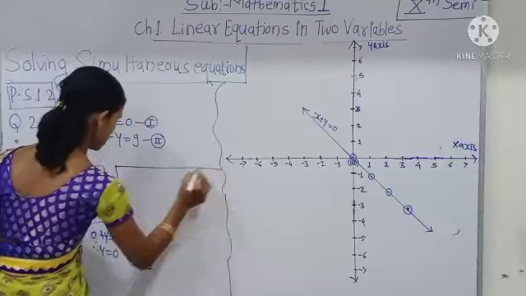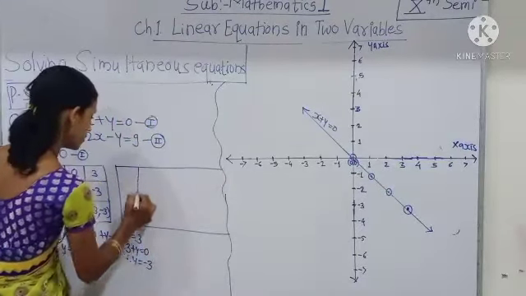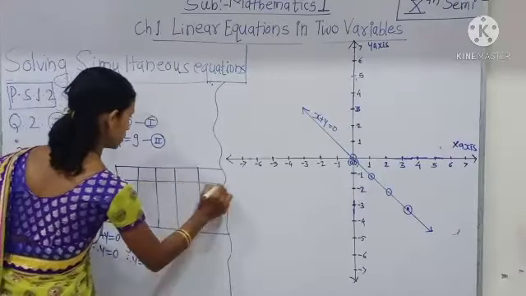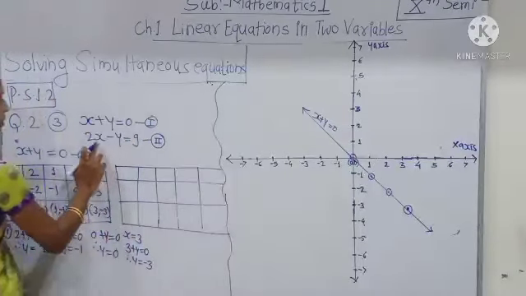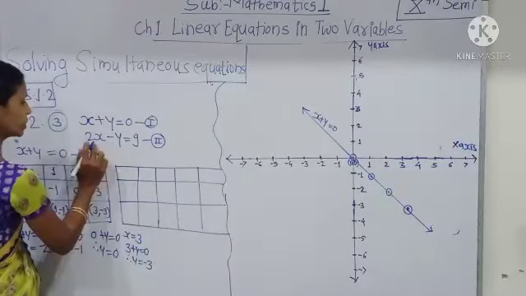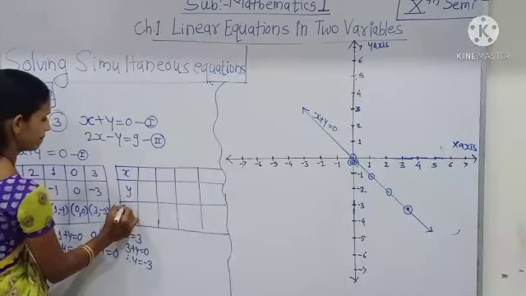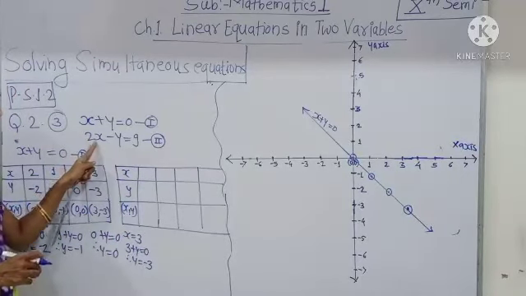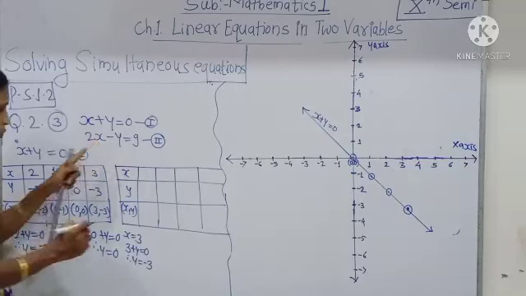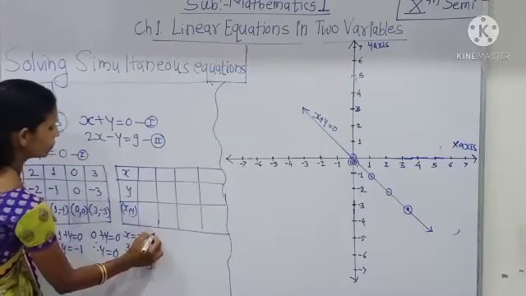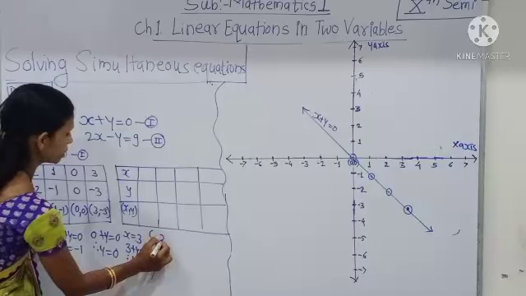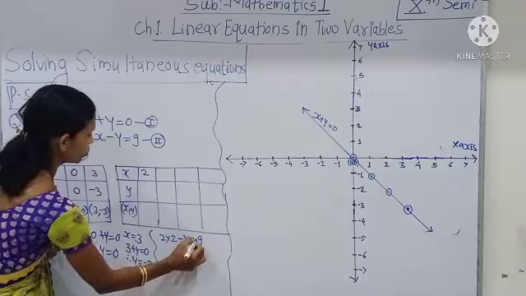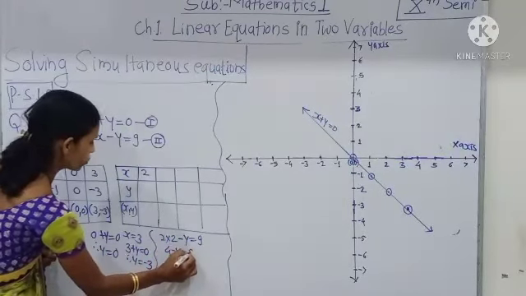Then we can also get 4 sets of ordered pairs to draw the graph of equation number 2. See here, x, y. For the first, if x is equal to 2, then putting the value x equal to 2, 2 into 2 minus y is equal to 9. That is 4 minus y is equal to 9.